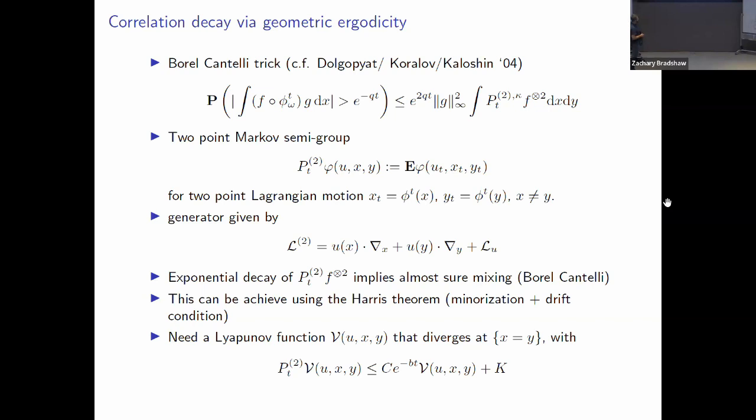And if I bring the expectation inside the double integral, this is the expectation of a 2-point motion. So essentially, I've just doubled. I've taken x and I've taken y. They're both evolving in the same velocity field. And so I get the action of this semigroup acting on, let's say, tensorized functions.